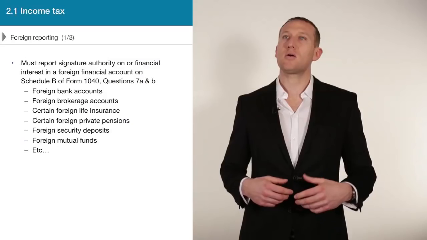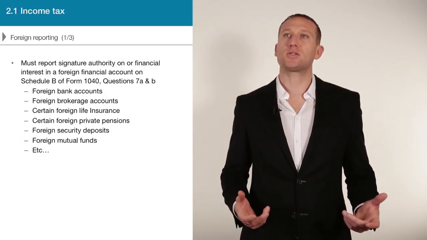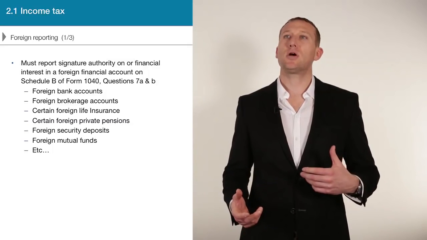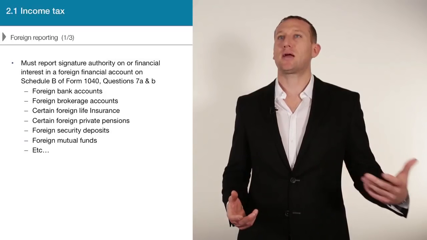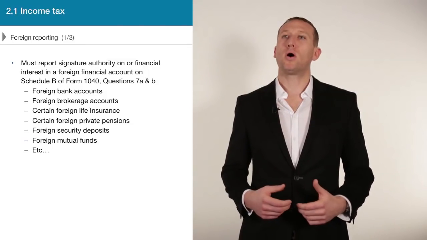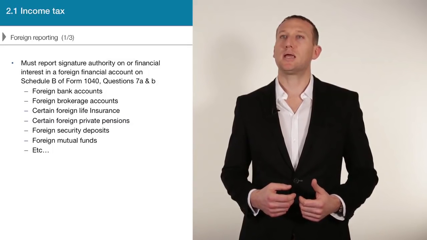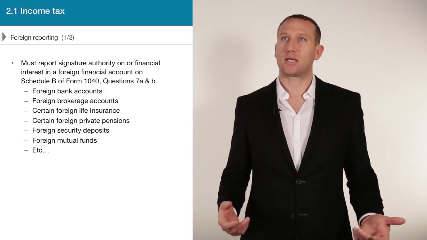Now, one of the other things that's different about the U.S. tax code than the tax codes of many foreign countries is that the U.S. requires you to report certain types of foreign accounts and assets. One of those things is on your 1040 on Schedule B, there's a question that asks whether or not you have signature authority over or a financial interest in a foreign financial account.